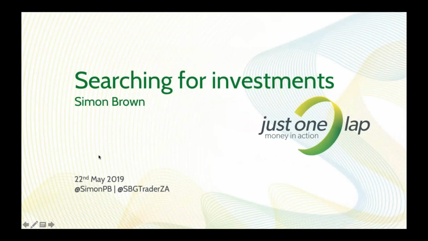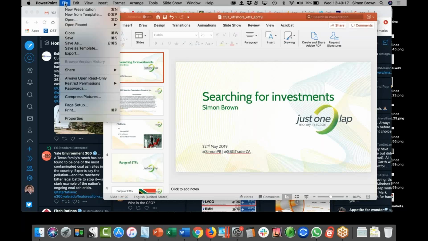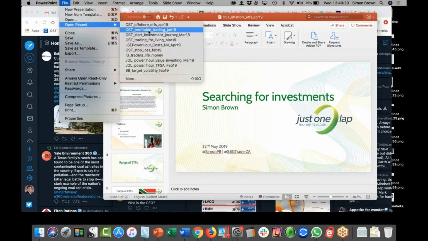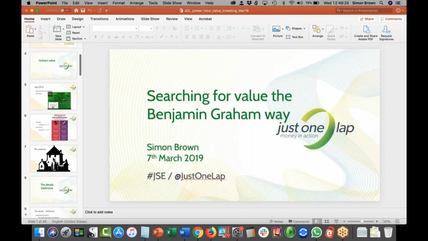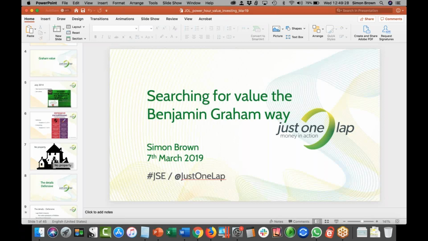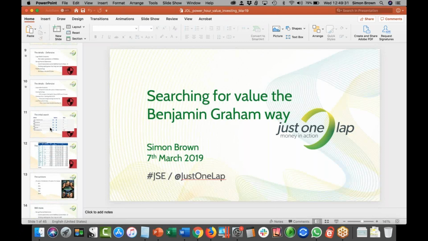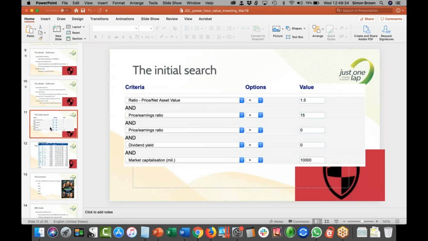Let me go back to here quick, because there's actually a presentation I did earlier in the year. And there it is. So there's actually some formulas here. You will find this if you go to justoneLap.com, search Graham, and you will find the link. So this is using the Benjamin Graham search process, where you're looking at price to assets, you're looking at PEs, had to be above 0, below 15, above 0. You want a dividend yield because you want dividends to be paid. And that initial search here, and we're looking at the Graham-Dobbs defensive theory, narrows down your stocks, and then you've got to go and work through it.